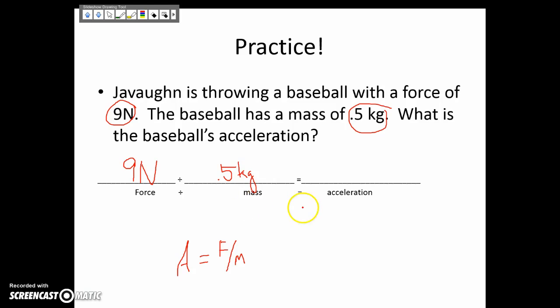So now we're going to put this into our calculator. We're going to find, because we're dividing by a decimal, that the answer is actually larger than the original numbers. And the baseball has an acceleration of 18 meters per second squared, or meters per second if you prefer. See how we're plugging that in? Be sure to do the math. Don't just start randomly doing things.